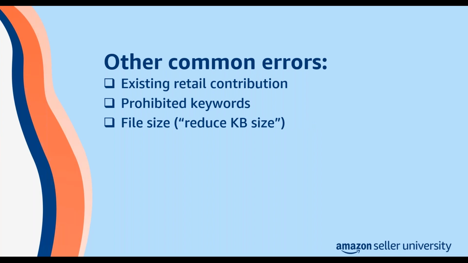Other common errors. If you receive an error stating that an ASIN has retail contribution, a retail vendor at Amazon has already added A+ content to this listing. In this case, you won't be able to add A+ content at that time. When vendors contribute A+ content to listings, it appears in a From the Manufacturer section, which replaces the From the Brand section. If you find an error asking you to remove keywords from content before submitting, the system has detected prohibited keywords in your submission.